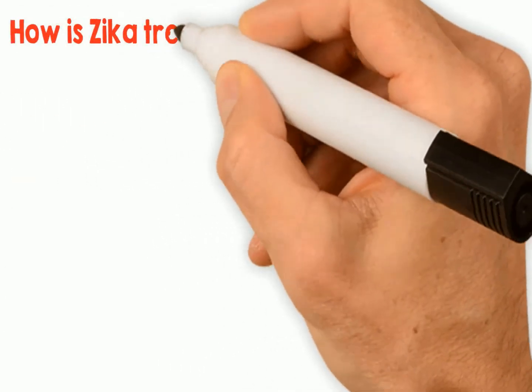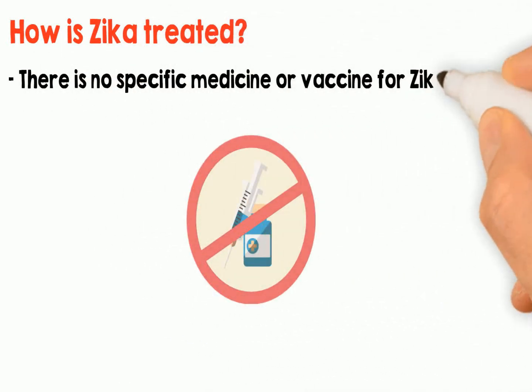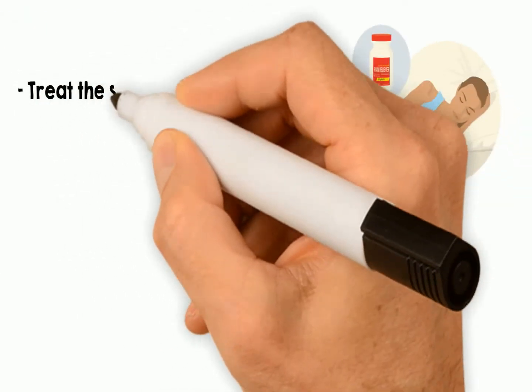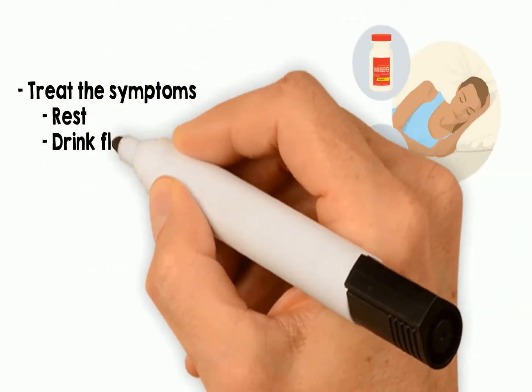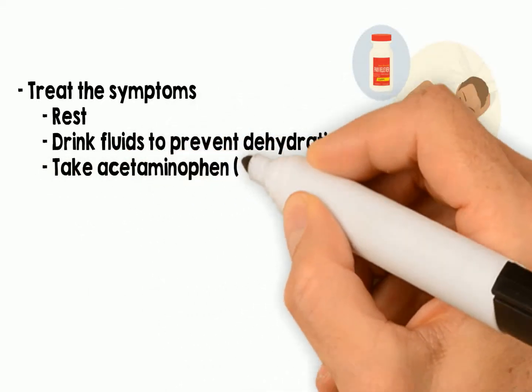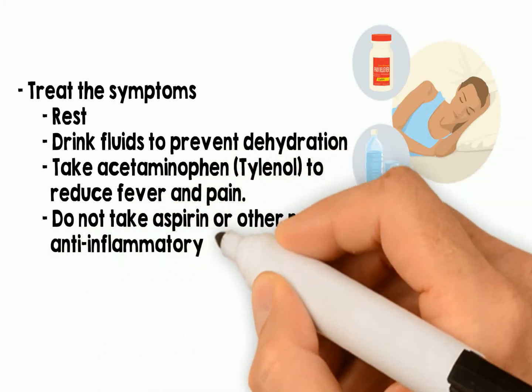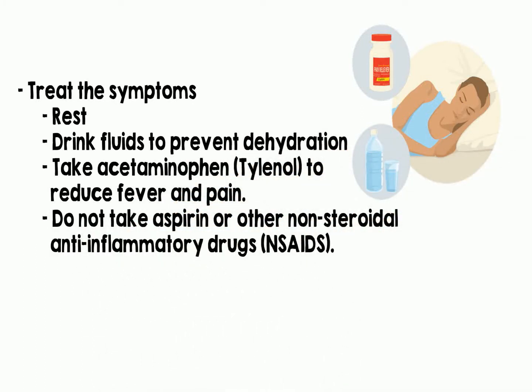How is Zika treated? There is no specific medicine or vaccine for Zika virus. Treat the symptoms. Rest. Drink fluids to prevent dehydration. Take acetaminophen, Tylenol, to reduce fever and pain. Do not take aspirin or other non-steroidal anti-inflammatory drugs, NSAIDs.